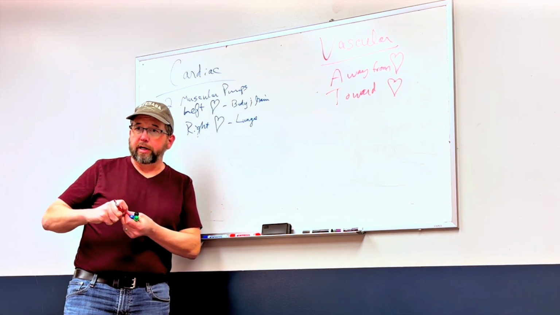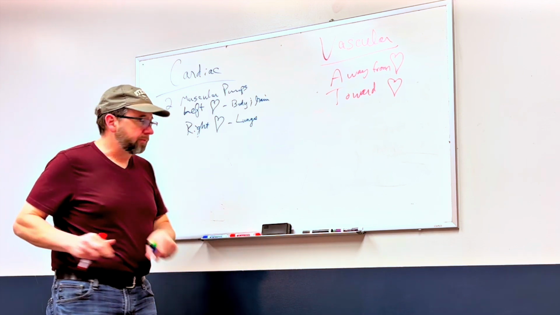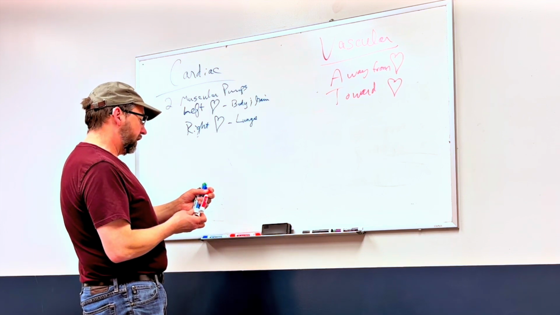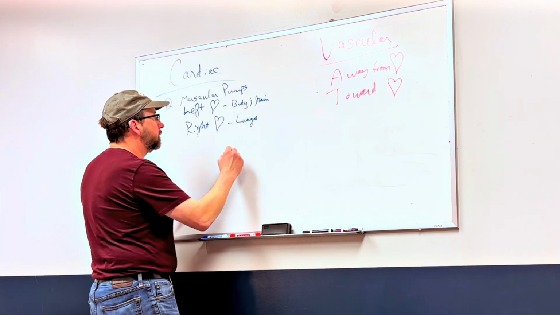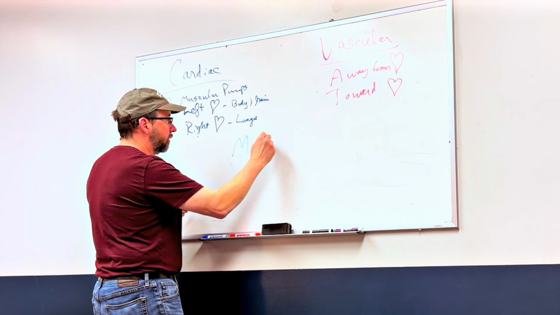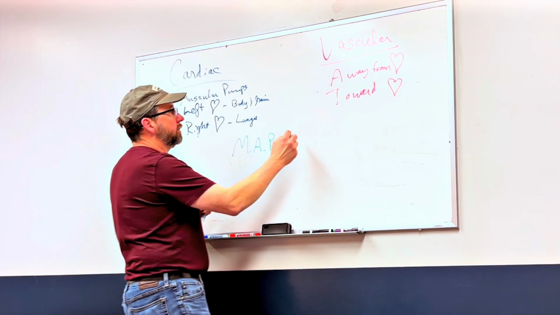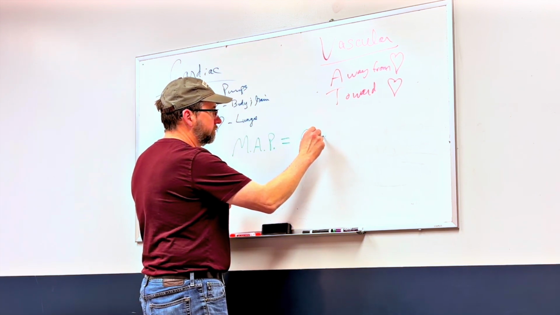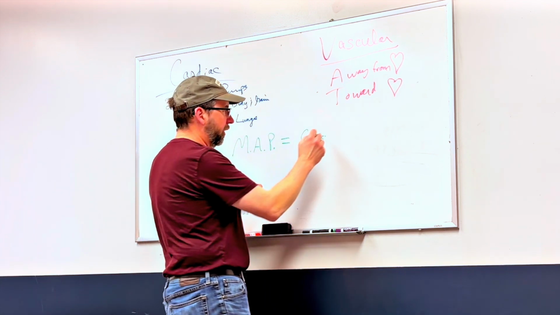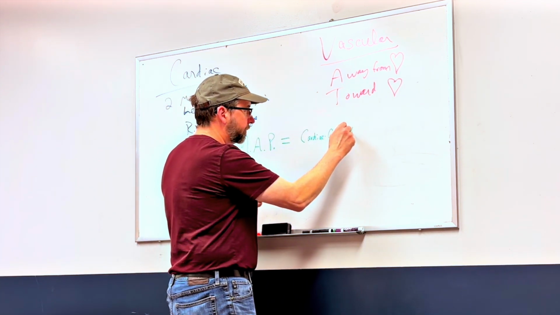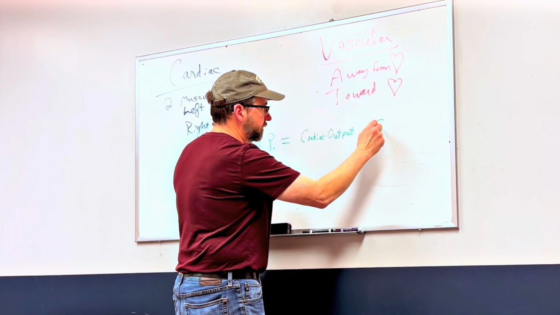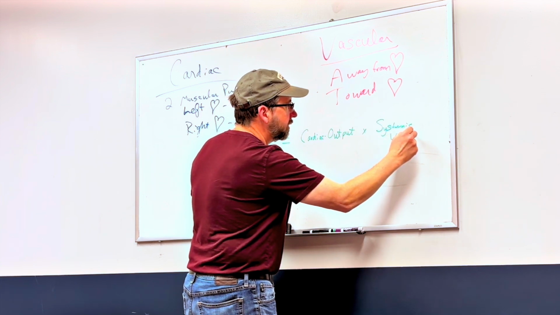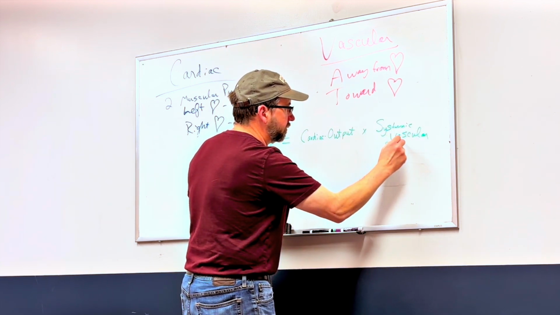I'll bet you do. I bet you know more than you think. So we're going to talk about a sprinkler system, and I'm going to say MAP, which is mean or average arterial pressure, is going to be something called cardiac output. That's already kind of making sense, right? The output from the heart. Cardiac output times systemic vascular resistance.